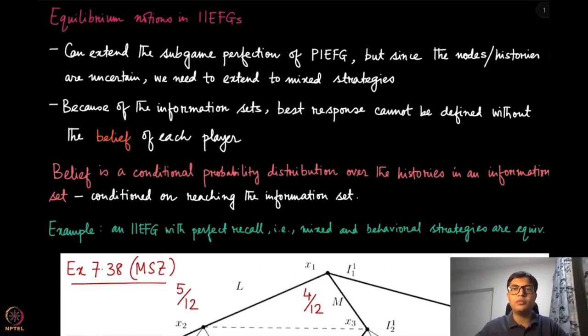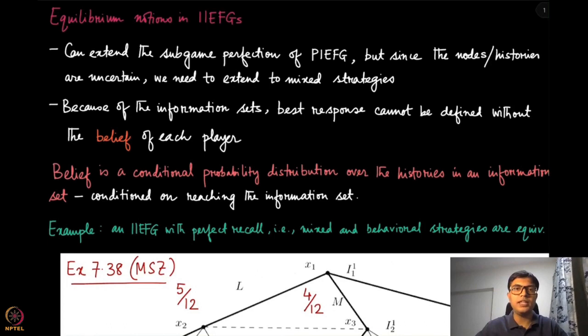The only trouble being that now the nodes or the histories of these games are uncertain, because there are information sets, which are not there in PIEFGs, or they are and they are singletons. So there is no uncertainty for any of the players about which state of the game it is in. Unlike the PIEFG, in IIEFG, we'll have to bring in a notion called belief. That means the probability distribution for a player who is playing at that information set about the different nodes or different states of that game in that information set.